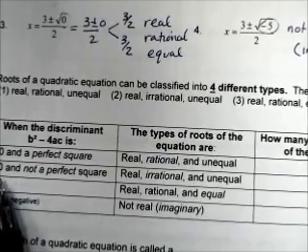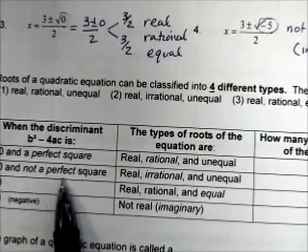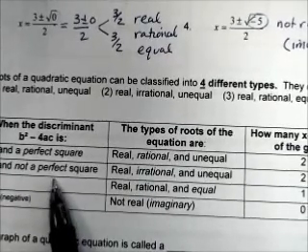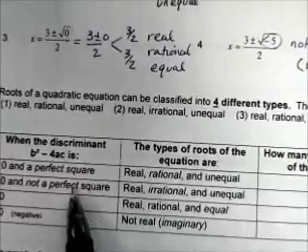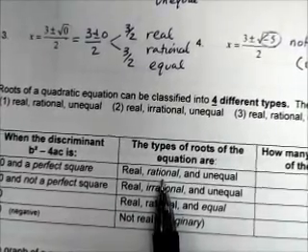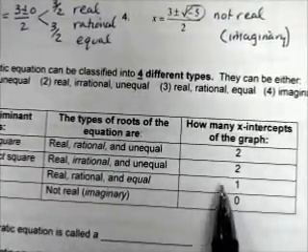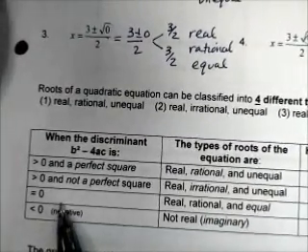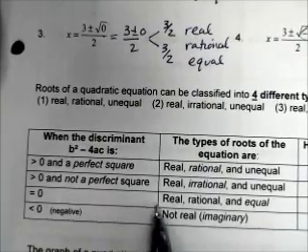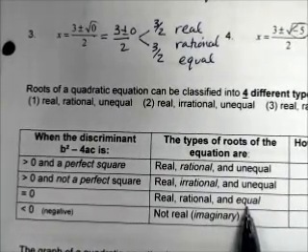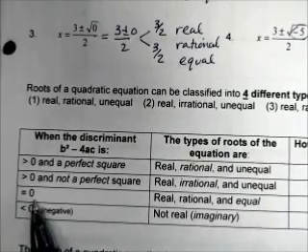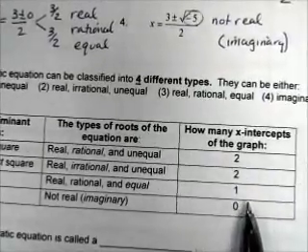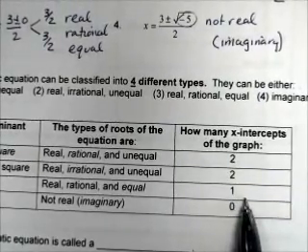If the discriminant value is greater than 0 and not a perfect square, your roots are real, irrational. So if it's not a perfect square, your roots are irrational. If it is a perfect square, they are rational. Number of x-intercepts is 2. If the discriminant value equals 0, your roots are real, rational, and equal. So the key to remember is when the discriminant value comes out to be 0, your roots are going to be equal. And that would leave you with only 1 x-intercept on a graph.